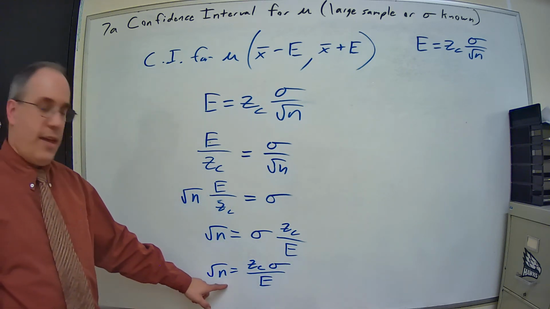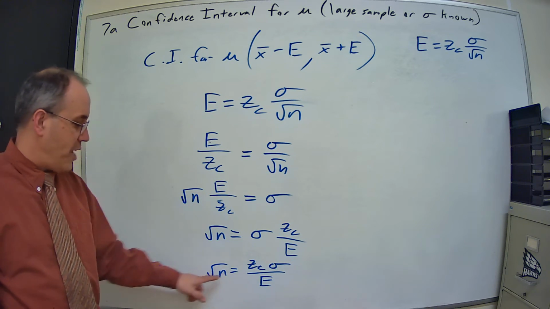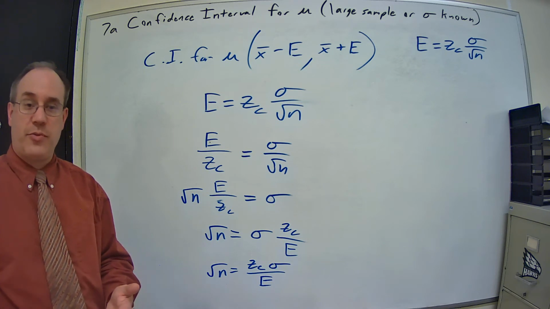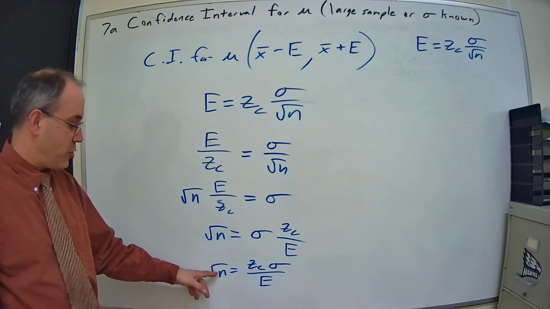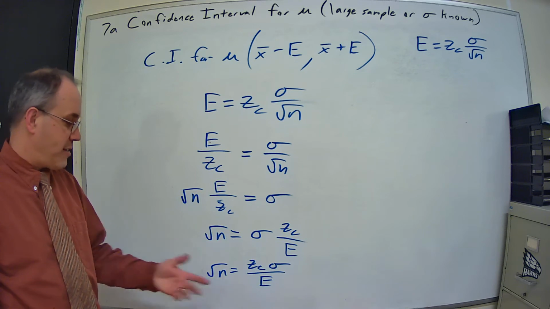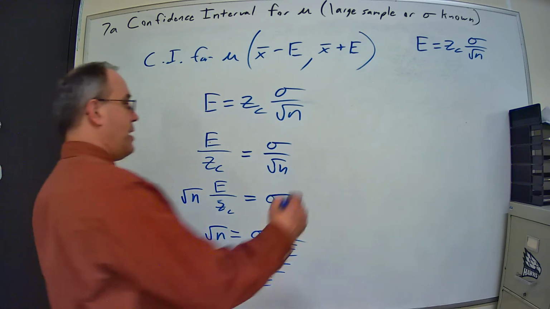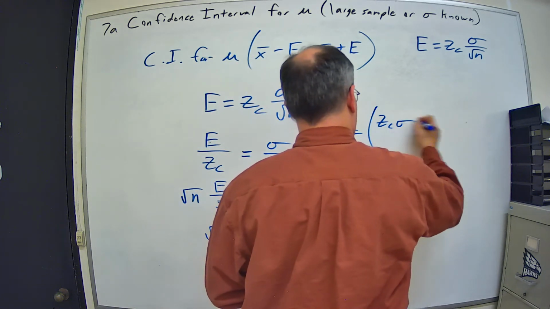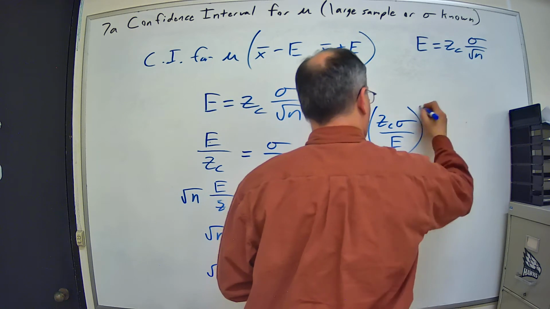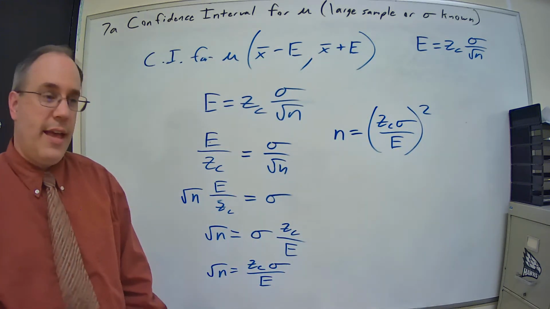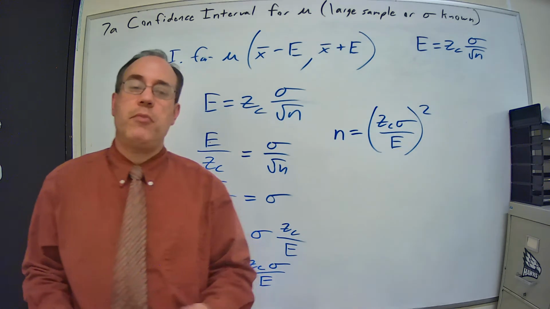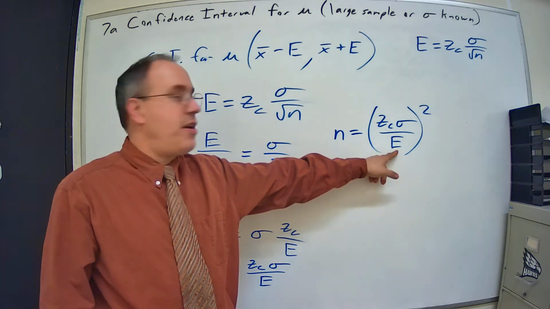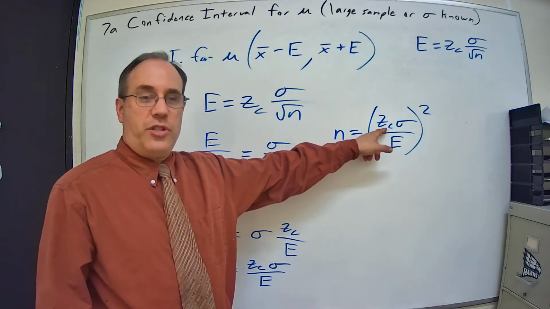And then if I want to get n, I need to square both sides. The square of the square root of n gives you n. Remember, x is equal to the square root of x squared. Same thing here. So if I square the square root of n, that's going to give me n. I do the same thing on the other side, and I end up with n is equal to Z sub C sigma over E, squared. And what this will give us is the minimum sample size necessary for us to get that margin of error at the associated confidence level.